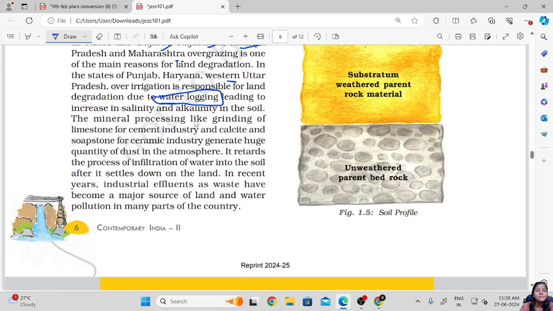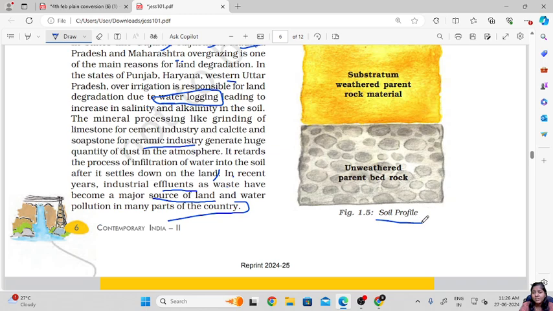Then mineral processing, like grinding of limestone for the cement industry, and calcite and soapstone for the ceramic industry, generates a huge quantity of dust in the atmosphere. It retards the process of infiltration of water into the soil after it settles down on the land. In recent years, industrial effluents as waste have become a major source of land and water pollution in many parts of the country.